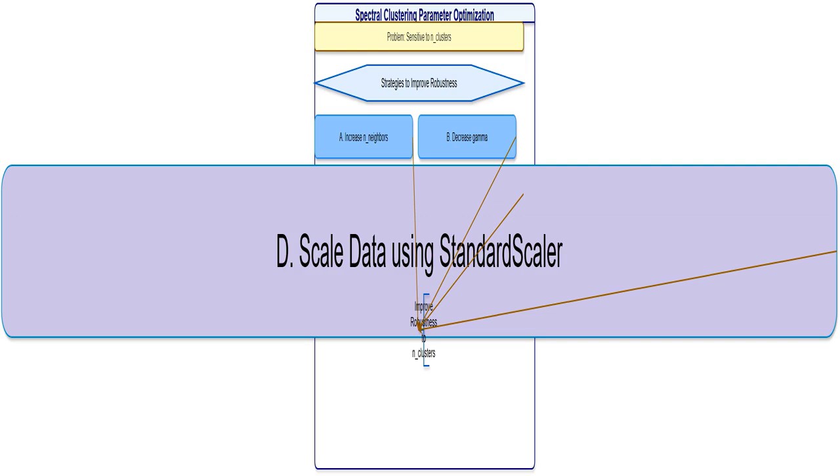n_clusters. Scaling helps ensure that features with different scales don't unduly influence the results, improving overall clustering quality. However, it doesn't inherently make the clustering results more robust to changes in the number of clusters.